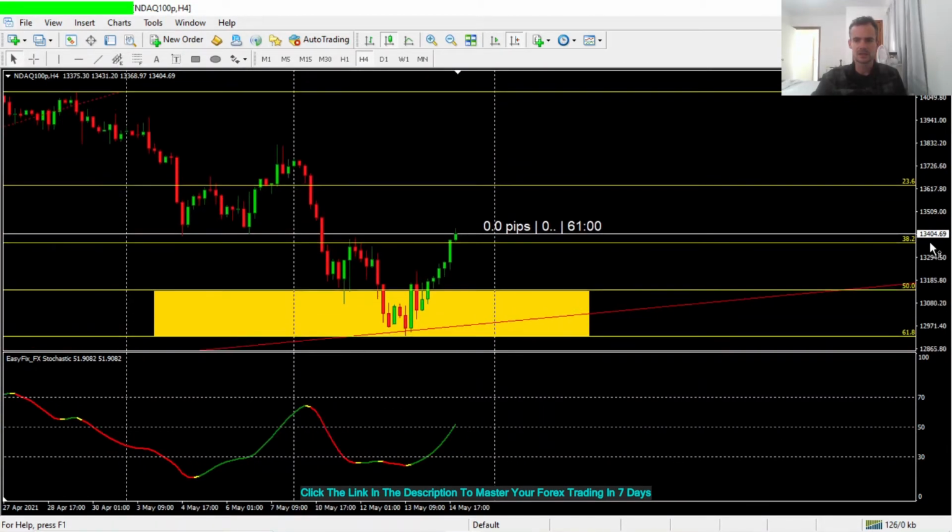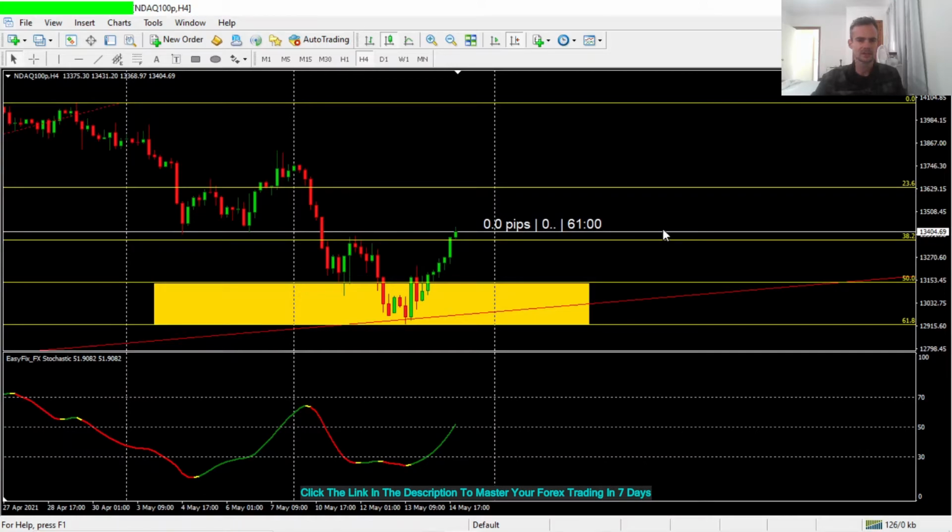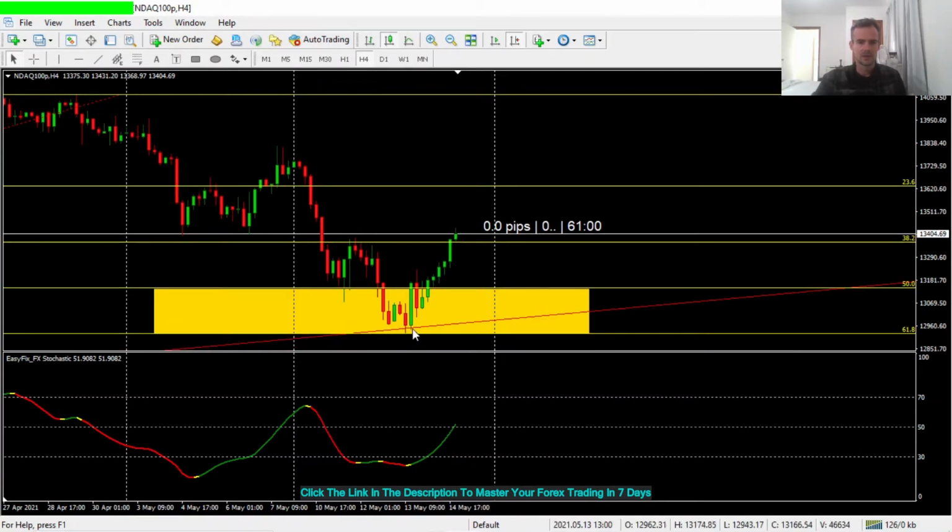Now, if you look at this, guys, the exact same thing happened over here. Price came into the zone. We got a bullish engulfing candle. Now we're on the H4. My stochastic turned green. We bounced directly off the trend line that I put in place. Now this is crazy, guys. This is absolutely crazy.